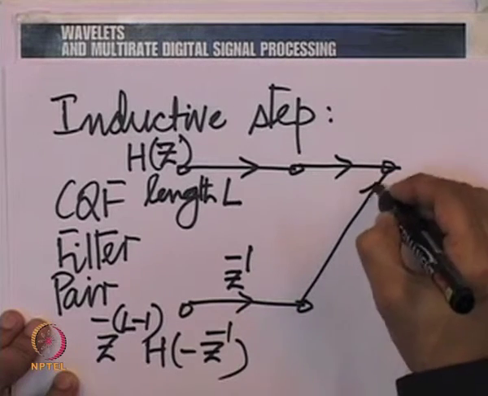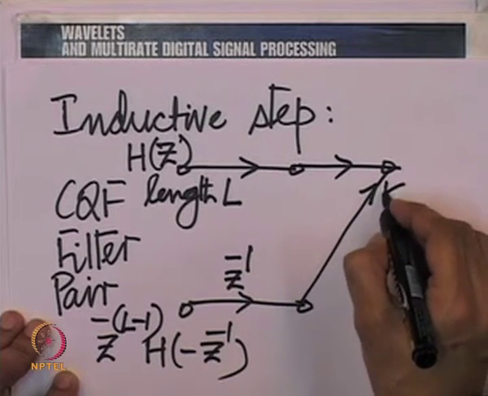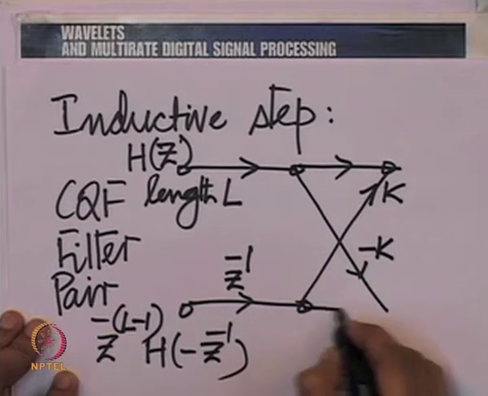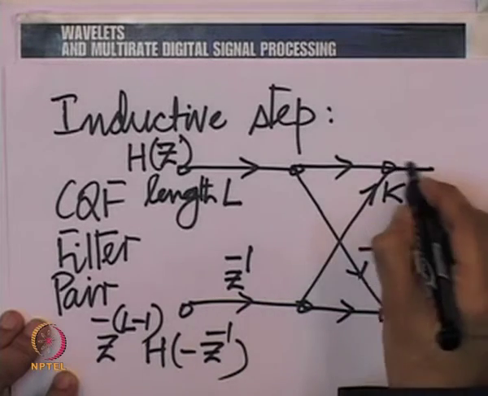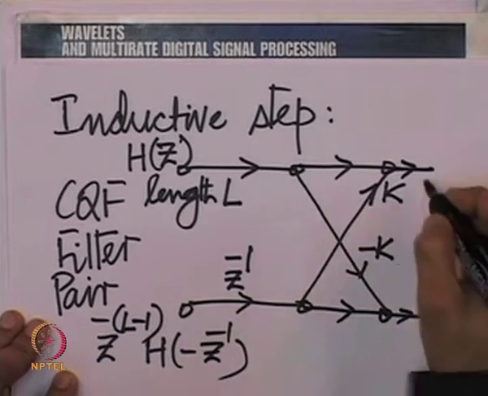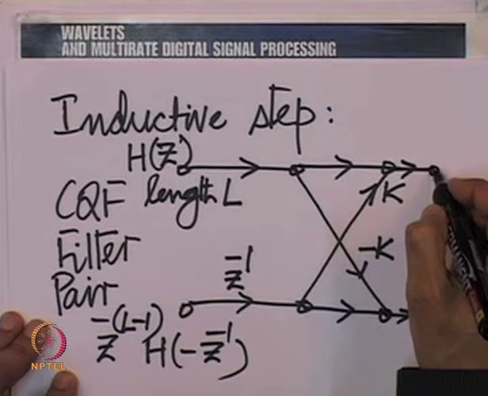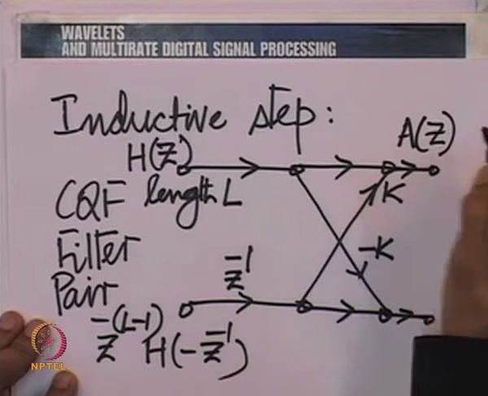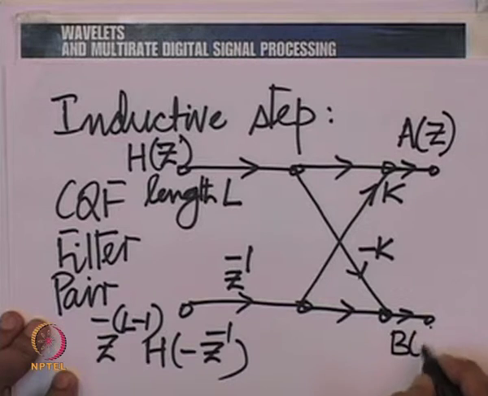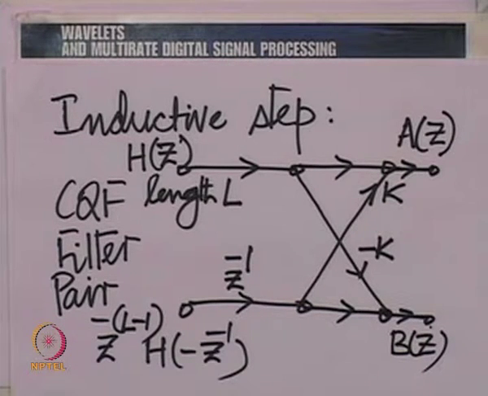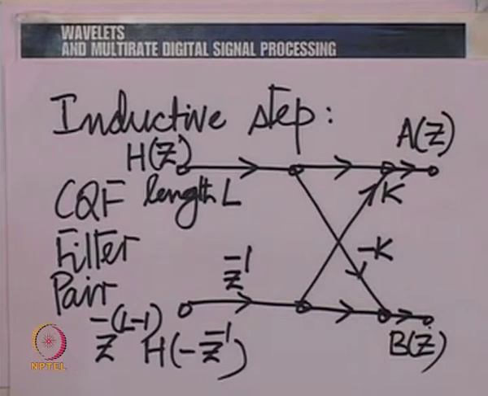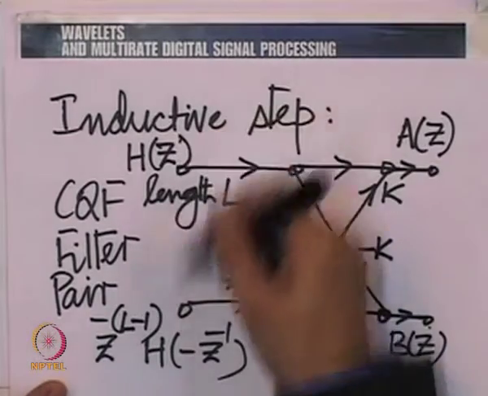a lattice addition there. So, I have a k, a minus k, and summation here, and I am saying at this point let the system function effectively be A z, and let the system function at this point be B z. And we are now required to show a relation between B z and A z of the same kind as existed at the input here.